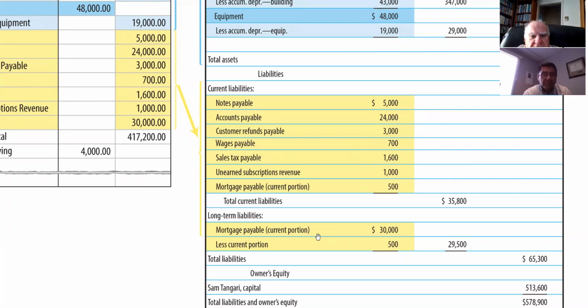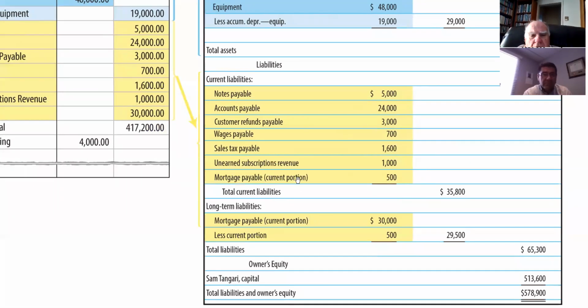The long-term stuff is here. You notice they have a mortgage in the current portion and they have a mortgage in the long-term portion. And that's a misprint there. That should say long-term portion under there. Same thing with the mortgage, like a note. Whatever's due in the next year to your bank is the current portion.